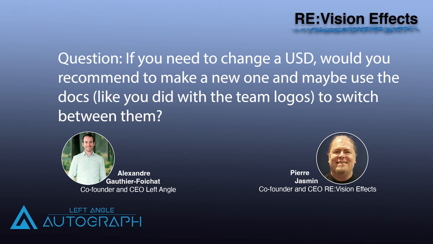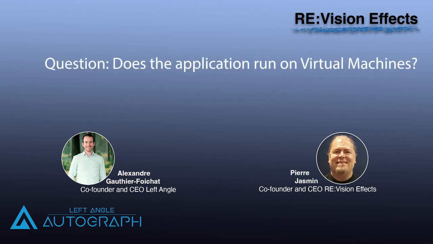If you need to change a USD, would you recommend making a new one and maybe using the docs, like you did with the team logos, to switch between them? Not sure I understand, but if you need to change a USD, you change it in your 3D package or within Autograph, where you can override transforms, visibility, materials, lights, and then you use it in another composition or another scene in Autograph. Can the application run on a virtual machine? In theory, it can, but licensing is turned off by default, so please contact us if you have specific needs.